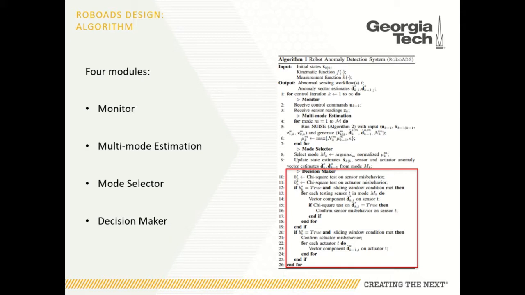And finally, there's the decision maker, which conducts a chi-square test to check if estimated sensor and actuator anomaly vectors exceed thresholds. It raises a sensor misbehavior alarm when the number of sensor anomaly positives exceeds acceptable levels. It also raises an actuator misbehavior alarm when actuator anomaly positives exceed acceptable levels. The test results go through sliding windows and detect alarms only when a certain number of positives appear in consecutive iterations.